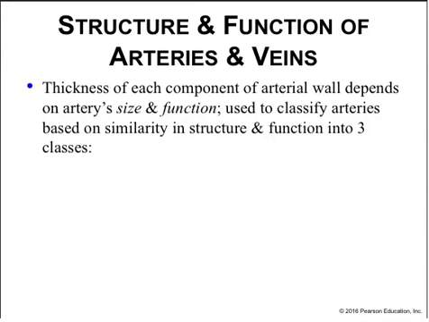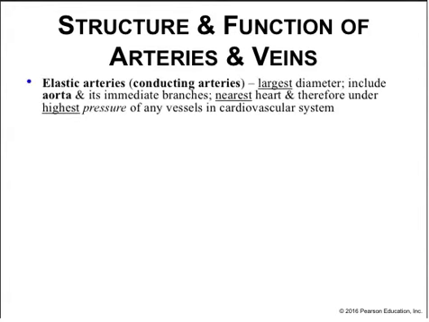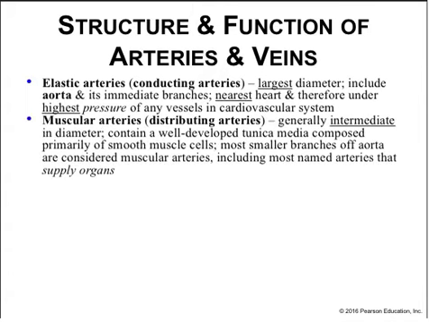The thickness of each component of the arterial wall depends on the artery size and function, and is used to class arteries based on the similarity in structure and function into elastic arteries, muscular arteries, and arterioles. Elastic arteries, also known as conducting arteries, are the largest diameter arteries in the body and include the aorta and its immediate branches nearest the heart and therefore under the highest pressure of any vessels in the cardiovascular system.